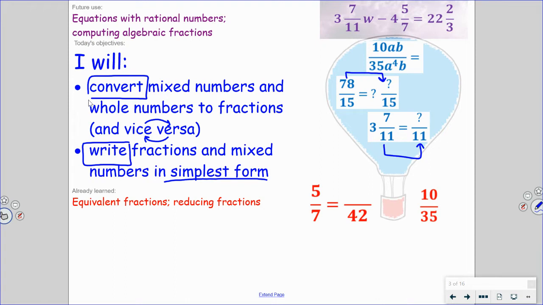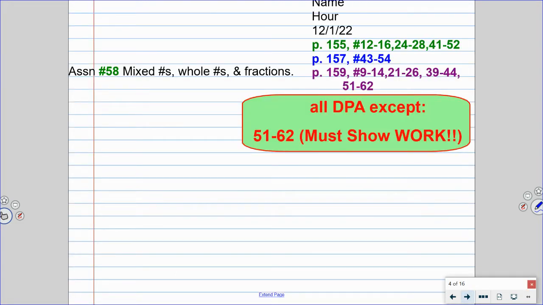Now, of course, we're going to need these skills because eventually we're going to get to the point where we're going to have multi-step equations with rational numbers. But for today, let's just focus on simplifying. Let's focus on converting back and forth between mixed numbers and improper fractions.